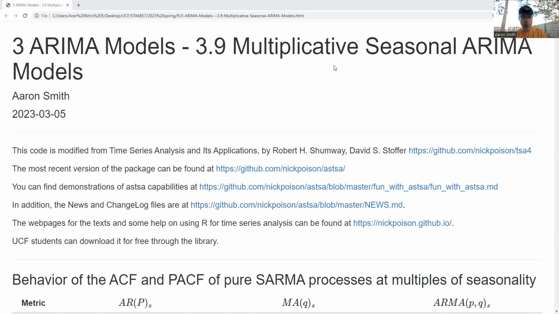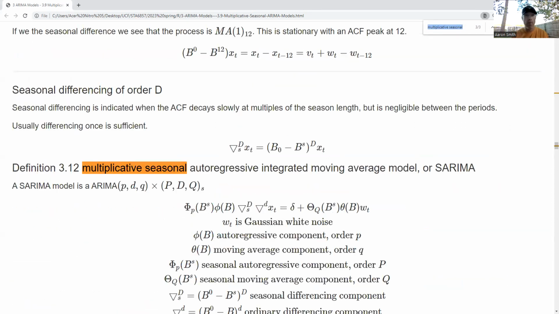Now, why do we call this multiplicative? Well, let me show you why. If I come down here, I'm skipping ahead to definition 3.12. The reason why this is called multiplicative is that you can see I've got a seasonal autoregressive, a regular autoregressive, I've got seasonal differencing, and I've got regular differencing, and these are all being multiplied by each other.